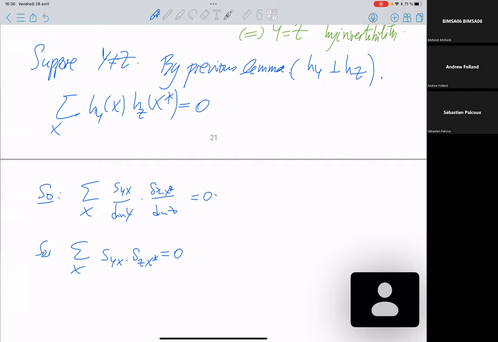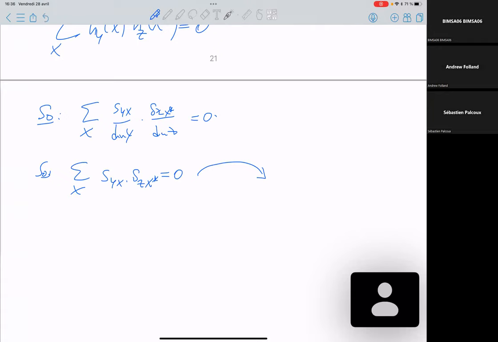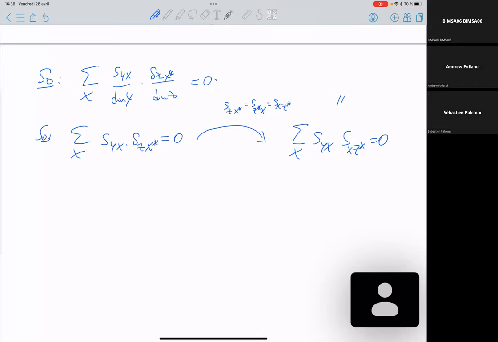Now you can replace this, since we know that S Z X star equals S Z star X equals S X Z star. This is a basic formula we proved when we defined the notion of S matrix. So the sum over X of S Y X S X Z star equals zero. In particular, this is exactly the entry Y, Z star of S square, where Y is different from Z.